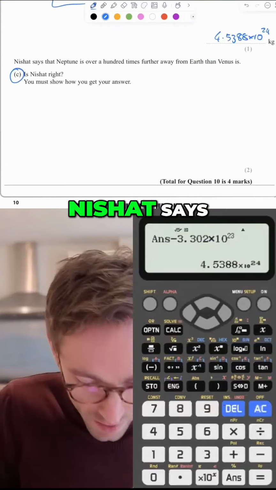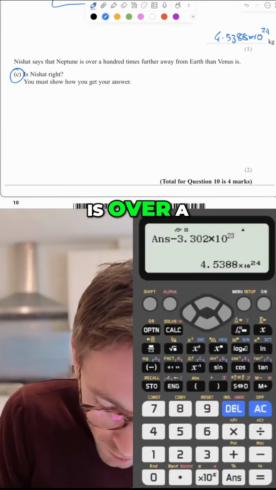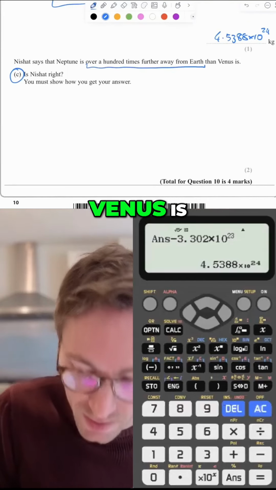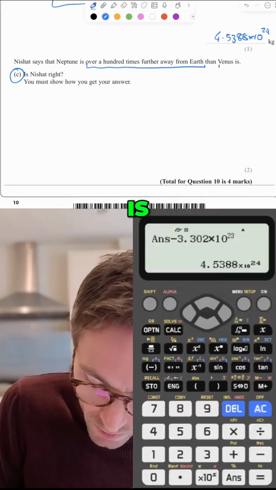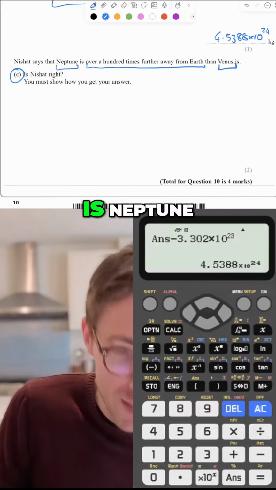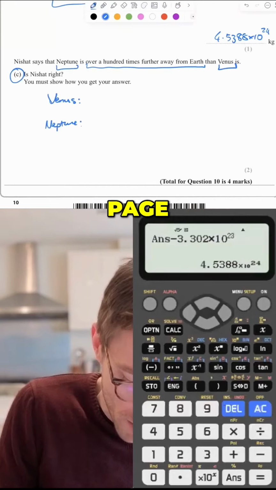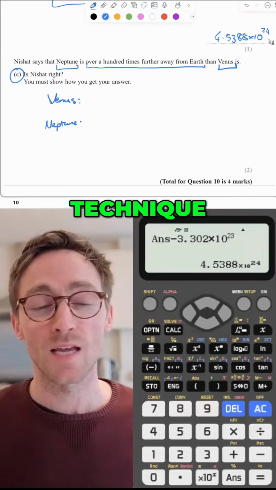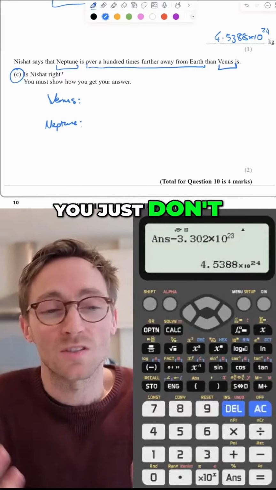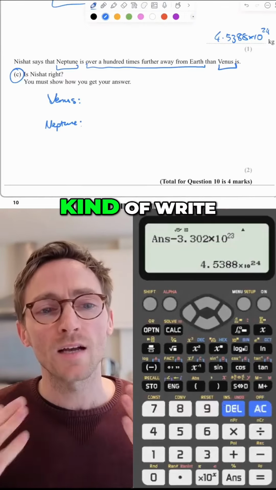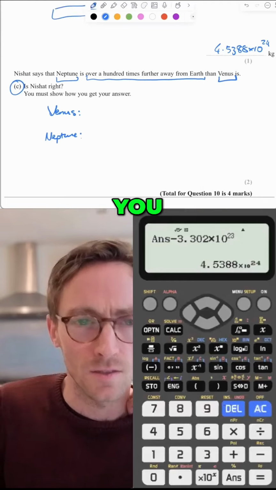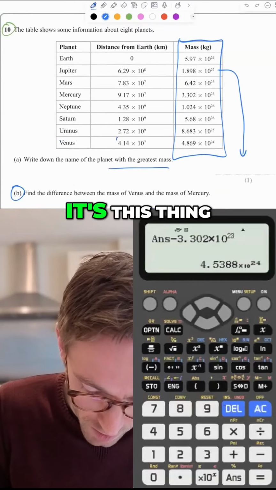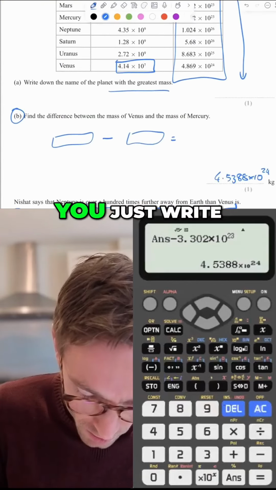What about this one? Nishat says that Neptune is over 100 times further away from Earth than Venus is. So how far away is Venus from the Earth and how far away is Neptune? Let's just get them down on the page. Again, this is partly to do with exam technique. If you're stuck or you just don't like a question, find a way to write it in a way that makes sense to you. So Venus, how far away is Venus from Earth? It's this thing. Again, you don't even need to understand it. You just write it down.